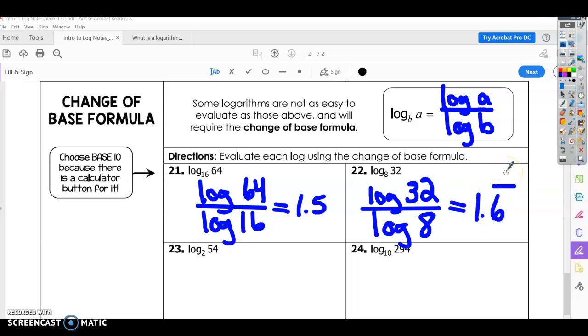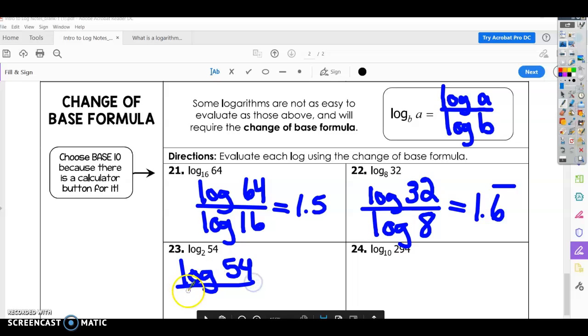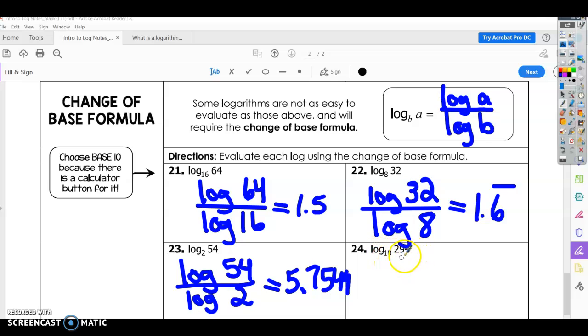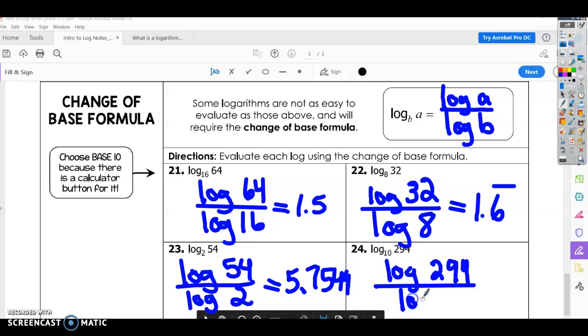Now you can use this even in the last section, but hopefully you have some kind of number sense and you can see that sometimes it's easier just to know the answers, especially for the ACT when it's a timed test. All right, 23, so I've got log of 54 over log of 2. Type that in my calculator, and I'm going to get 5.7549. And this one says log base 10 of 294, so I'm going to have log of 294 over log of 10. And when I type that in, I'm going to get about 2.468.